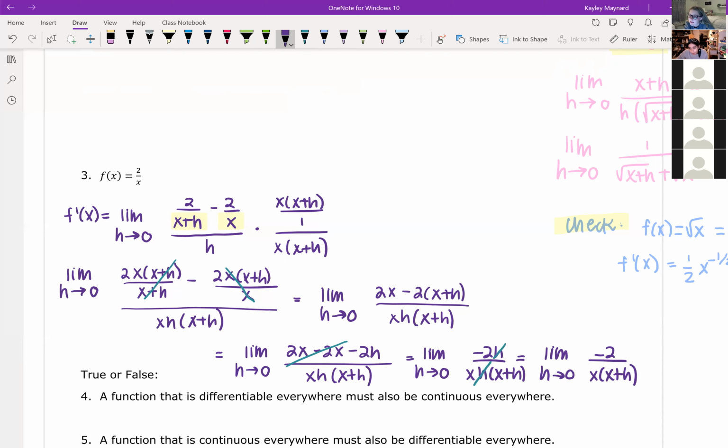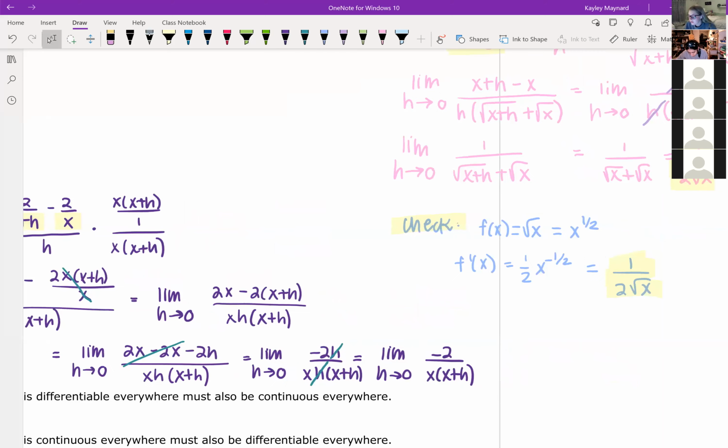Woo, we finally made it. So now we've got something nicer, and if we plug in 0 for h, we will not get 0 over 0, which is what we were going for. So I'm going to evaluate it. Now I plug in 0 and I drop my limit notation. So this becomes negative 2 over x squared.